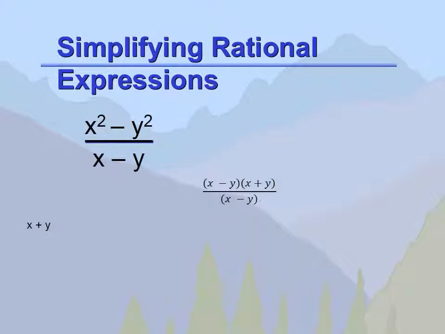Here we have x squared minus y squared over x minus y. X squared minus y squared is difference of squares, so it's x minus y, x plus y. And then I go ahead and put x minus y in parentheses. I like to put parentheses around all my factors, so that way I don't cancel anything accidentally. So my x minus y's cancel out, leaving me just x plus y for my answer.